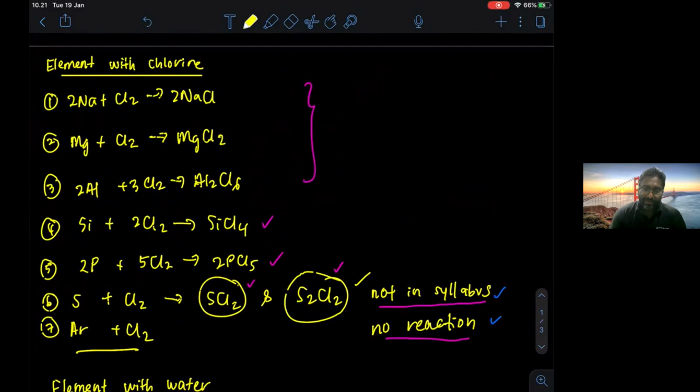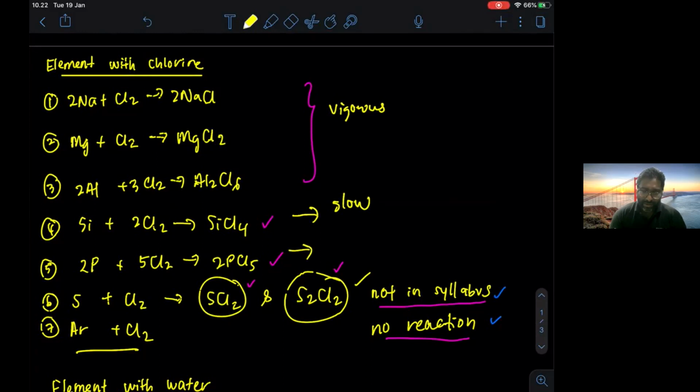But these three reactions, the first three, sodium, magnesium, and aluminium, are all vigorous when heated. So the reaction is vigorous. For silicon, generally with oxygen and with chlorine, the reaction is going to be slow and steady. But for phosphorus, earlier when it reacted with oxygen, it was vigorous.